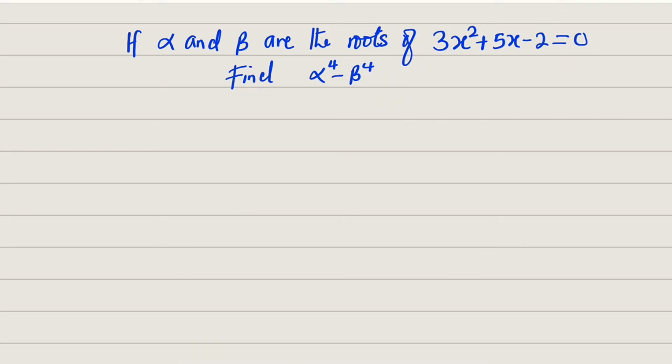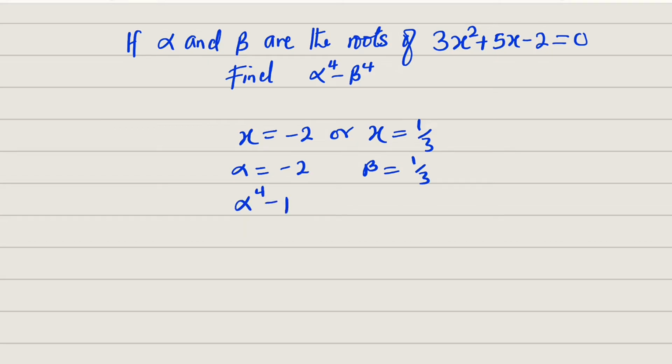Alright. Before I start working on this, let me show you what this question is asking us. If you solve this quadratic equation, you will obtain the values of x as negative 2 or 1 over 3. So if alpha is this negative 2 and beta is this 1 over 3, alpha to the power of 4 minus beta to the power of 4 will be equal to negative 2 to the power of 4 minus 1 over 3 to the power of 4. And if you simplify this, you shall obtain 1295 divided by 81.